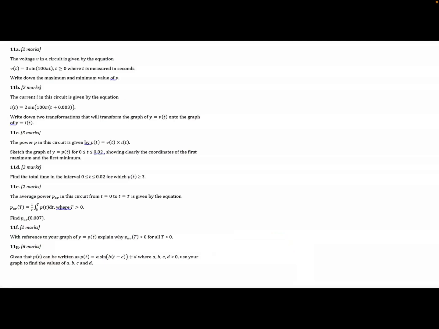So we've got a function that is voltage, which is 3 sine of 100 pi t. Write down the maximum and minimum values of V. Well, you'll see from the graph if you sketch it, but you probably should already know that it's a transformation of a sine curve. So max V is equal to 3 and min V is equal to -3. The question isn't asking you what t gives you this max and this min. It's simply asking you what is the max V and what is the min V.